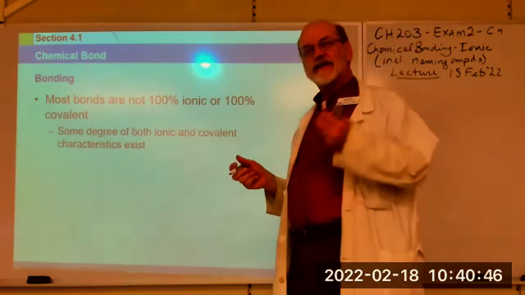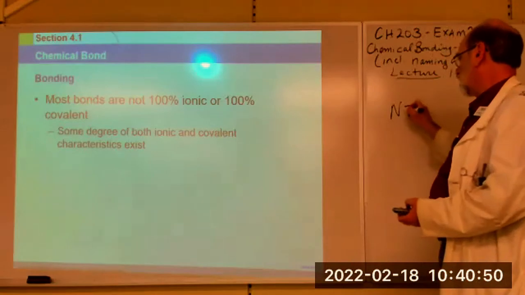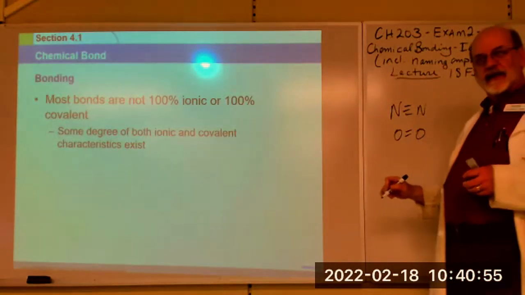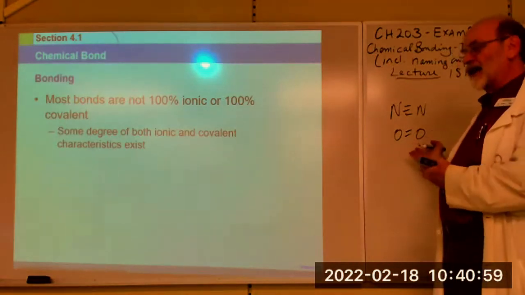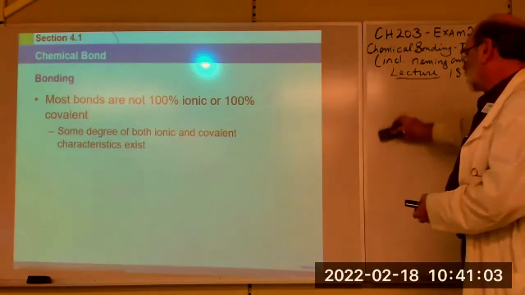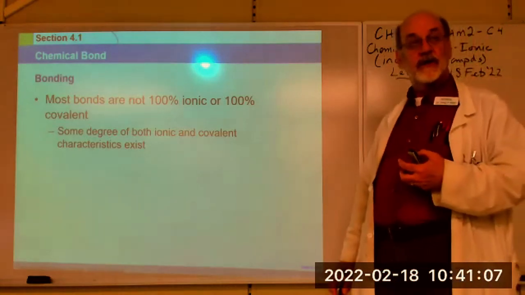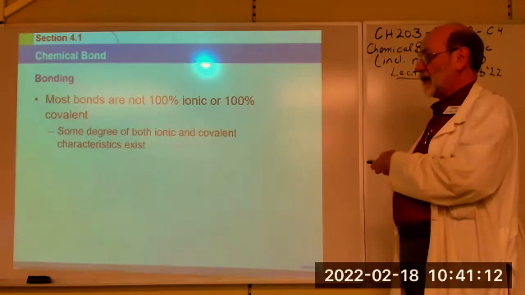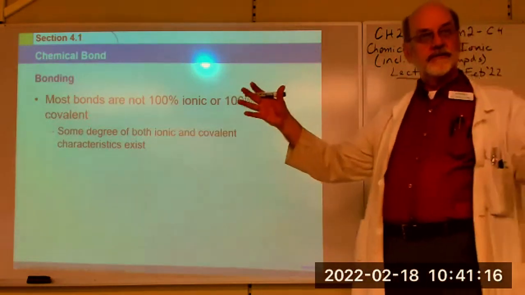When you put two atoms together of the same element, like two nitrogens together or two oxygens together, it would be hard to justify an ionic character to those. But whenever there are two different elements together, you're going to have some ionic character. And if they are both nonmetals, they will definitely have some covalent character. So there's a continuum between the two.